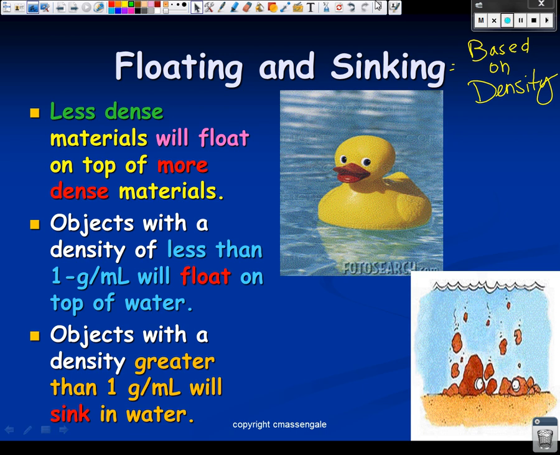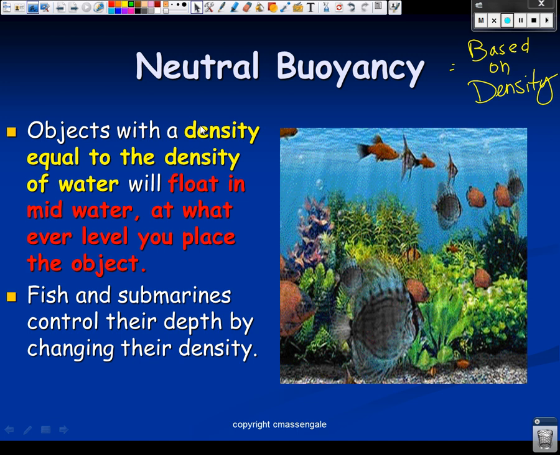Now, what about objects that are exactly 1? Objects that are exactly 1 will float in midwater, or at whatever level you leave the object. You can just put it in the middle of the water and it'll stay in that exact location. We're going to do a density virtual lab where we can put different objects in water and see how they float or sink. Some of the blocks you put in the water will literally just stay there. They don't go up, they don't go down, they stay in the middle of the water. You should know what the density of those things is based on that.